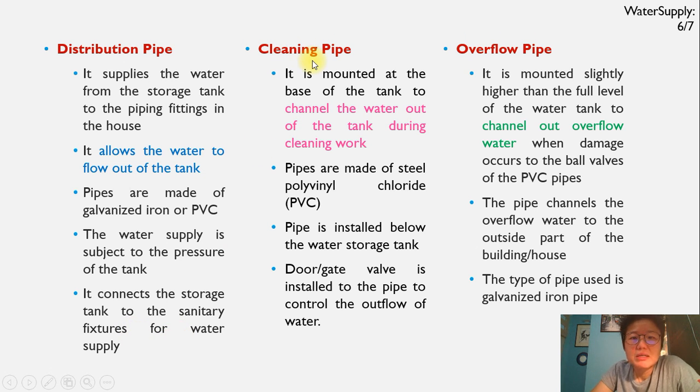What are the cleaning pipes? These are the ones that are mounted at the base of your tank to channel the water out when you are doing cleaning. Usually they are just steel or PVC pipes, and there's a gate or valve to control the outflow. When you are not doing cleaning, of course you keep it closed, otherwise the water will be flowing away from your tank. And the overflow pipe is slightly above the full water level of the tank, as the name tells you, for overflowing. So you can fill the tank so much, and then the ball will rise and close the valve so that the water does not overflow the rim of the tank. Okay.